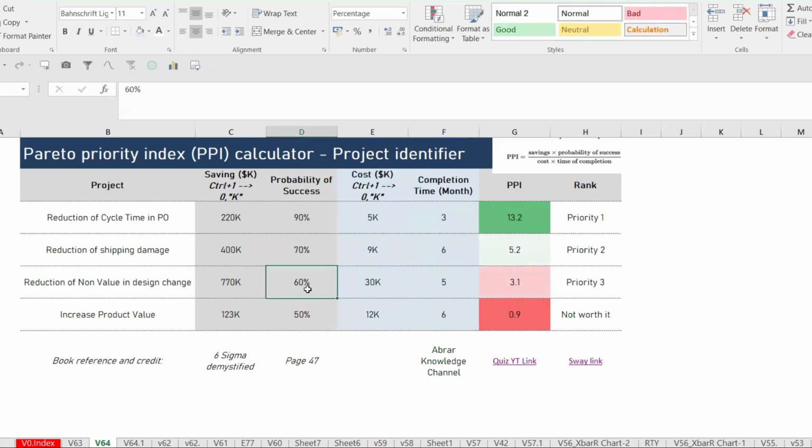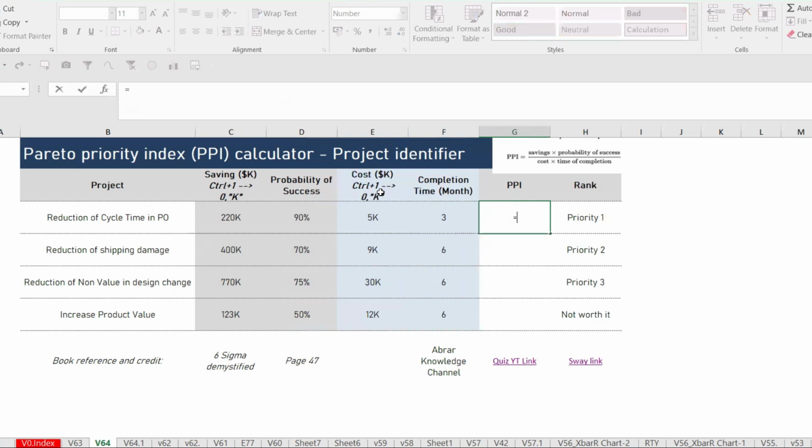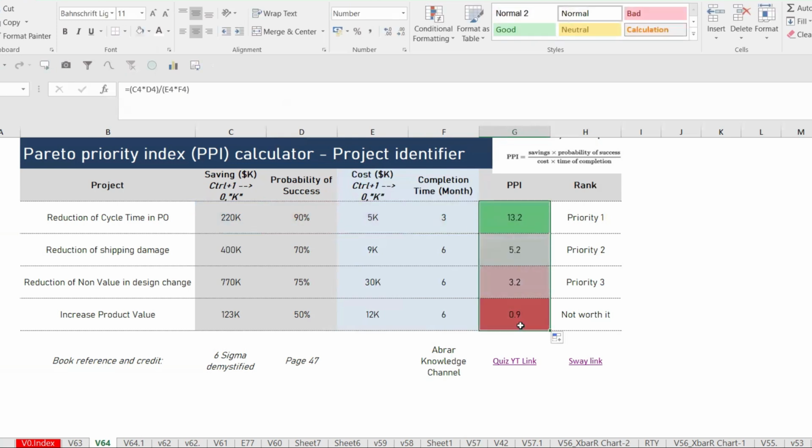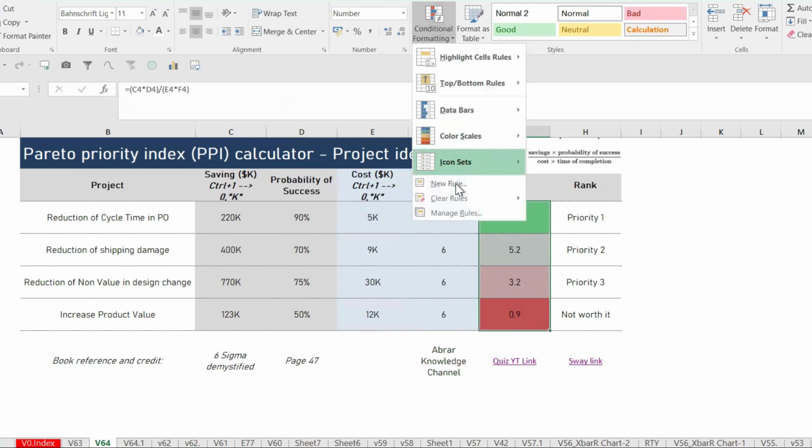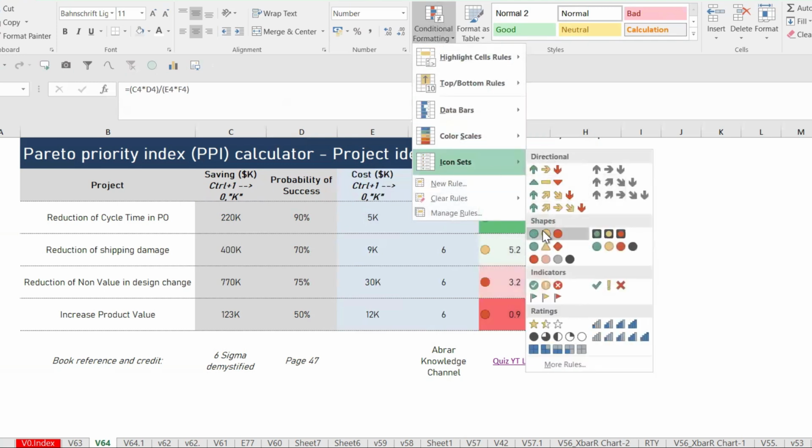Let me just keep it at 75 percent, and let me say it is 6 months to complete. Okay, so you can see that automatically from this value, the formula gets applied. So we can just apply the formula one more time. So equal to savings times probability of success, divided by how much cost we will have and the duration, the completion time, and then drag it. And what I did, I just did conditional formatting. You can do the conditional formatting in different ways, right?